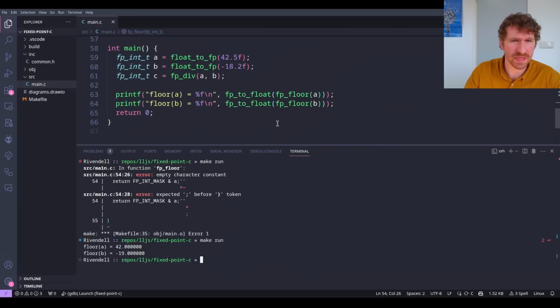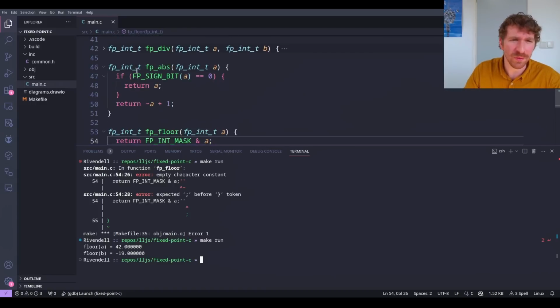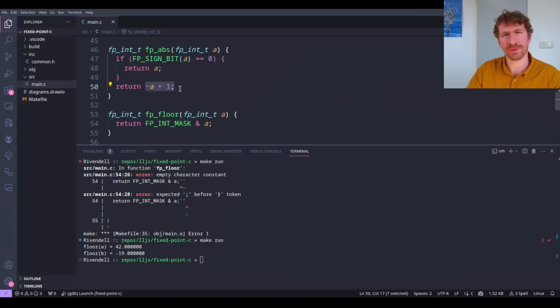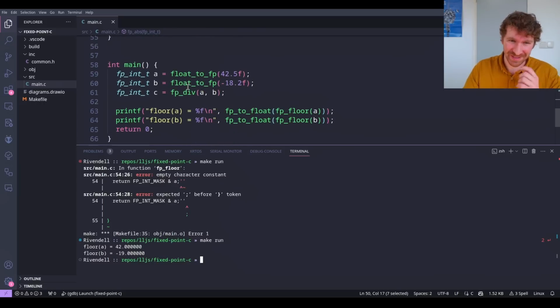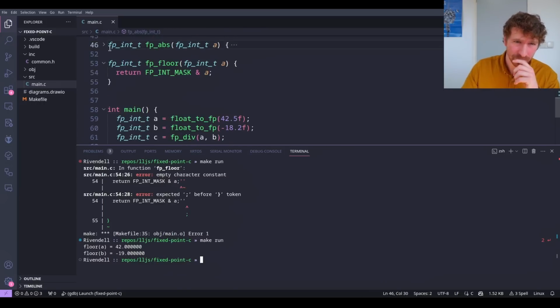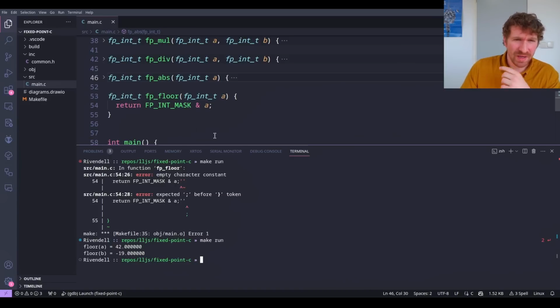Okay, so what do we get here? Well, we get the correct answer in the positive case, but in the negative case, for some reason we're at negative 19 now. So we're off by 1. It has to do with that whole 2's complement thing. If we were to add 1 to negative 19, we would get negative 18. So that's actually what we want to do effectively in a floor. We need to check if we're negative, then we want to add 1.